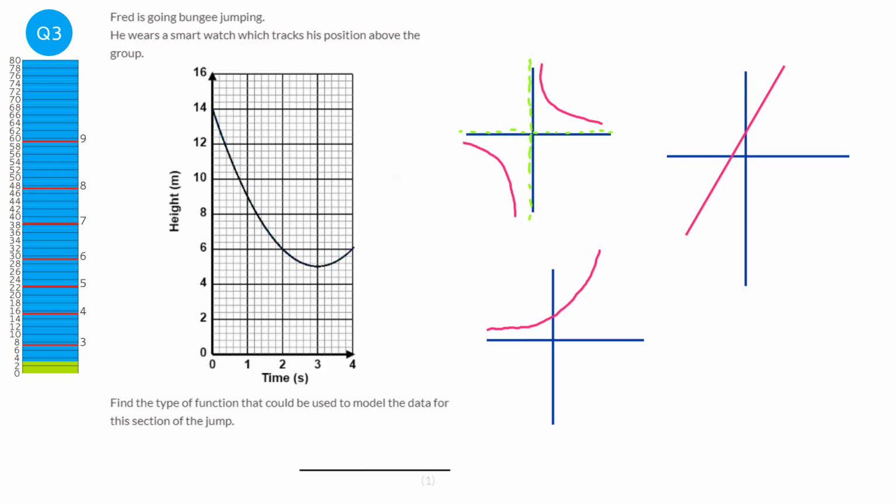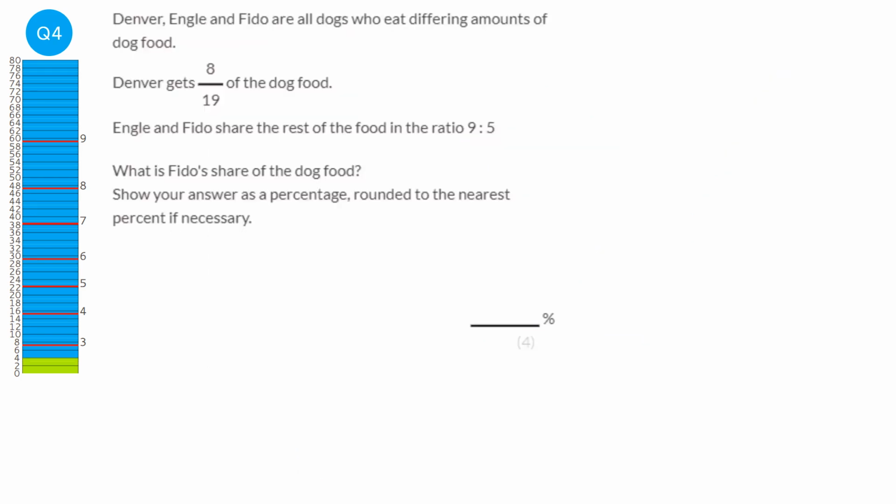It could also be a cubic graph as well. So it could go up and then down and then up, and that's a cubic graph. But the most obvious one is a quadratic graph. So quadratic function.